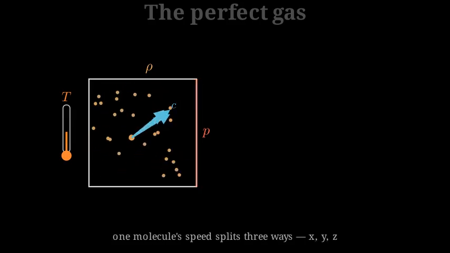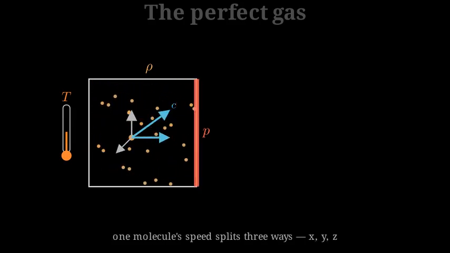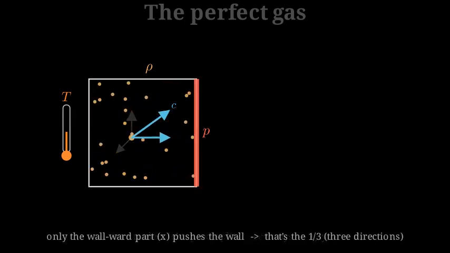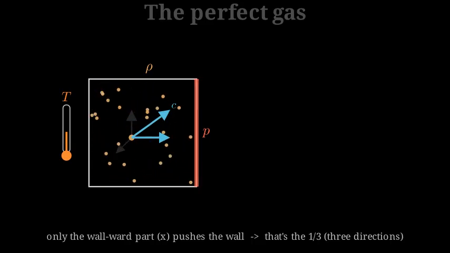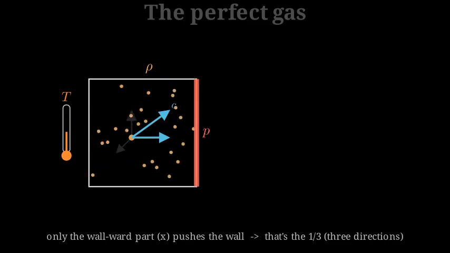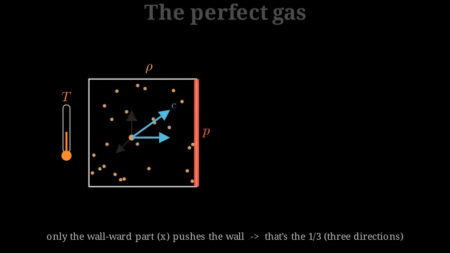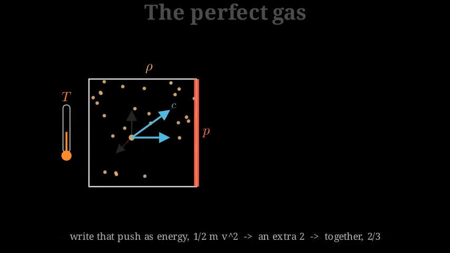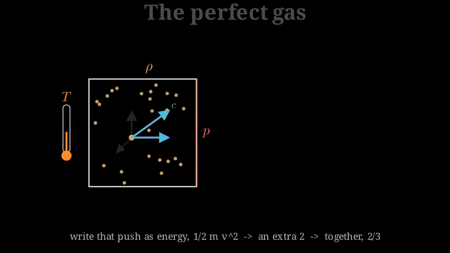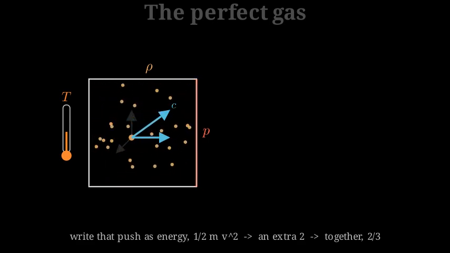Take one molecule. Its speed splits three ways, along x, along y, along z. Three directions to move in. Which part pushes the right wall? Only the one aimed at it, x. The other two just slide along. One direction in three does the pushing, that's where the 1/3 comes from. And when we write that push as energy, 1/2 mv squared, an extra factor of 2 pops out. 1/3 from geometry, times 2 from the energy, makes 2/3.